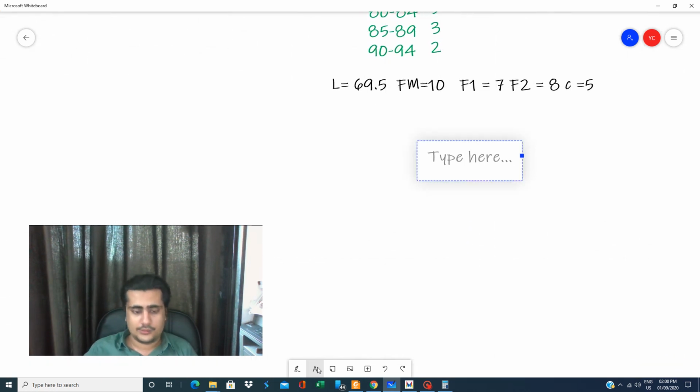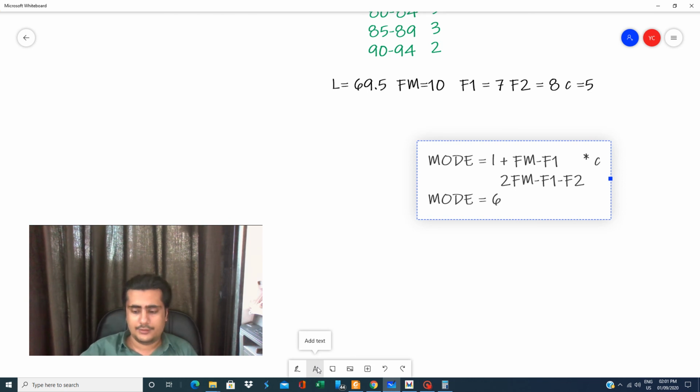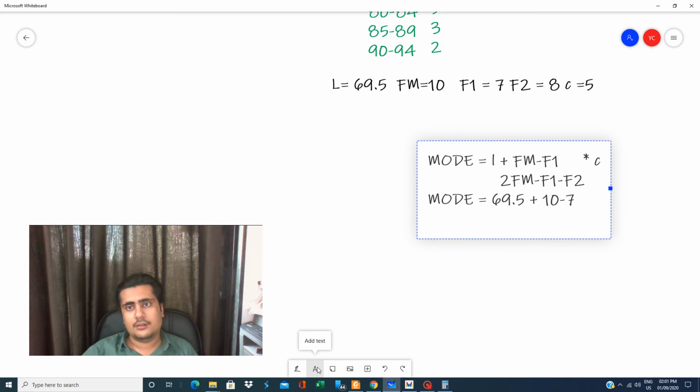Now let us solve with the formula. Mode is equal to L plus (Fm minus F1) upon (2Fm minus F1 minus F2) into C. So your mode is equal to L, which we have written in the line above, plus Fm 10 minus 7 upon 2 into Fm minus F1 minus F2, into 5.